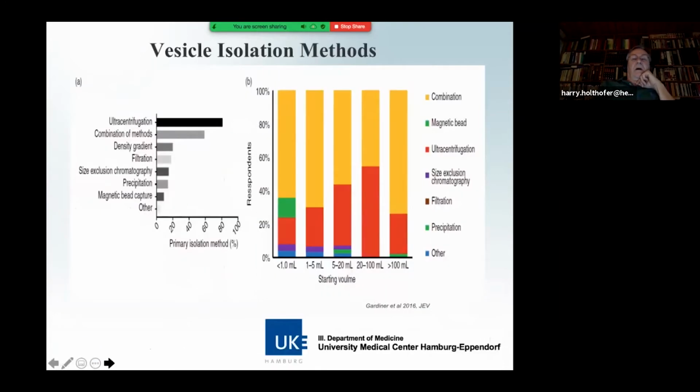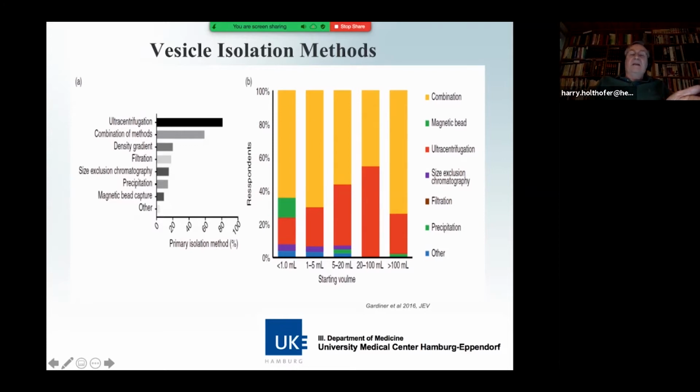Okay. Coming to the vesicle isolation methods in use, and this is from a publication a few years back, but this seems to hold true even nowadays. So the golden standard is still ultracentrifugation, serial ultracentrifugations, and then the other ones: density gradient, filtration, size exclusion chromatography, precipitation, and so on, or more and more combinations of these.